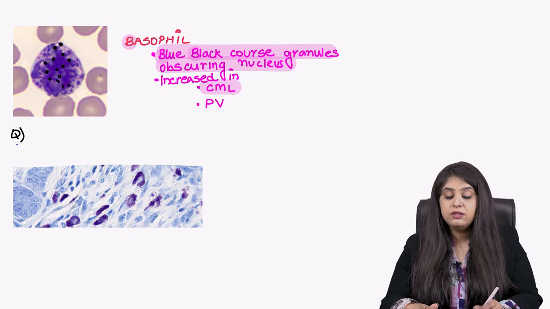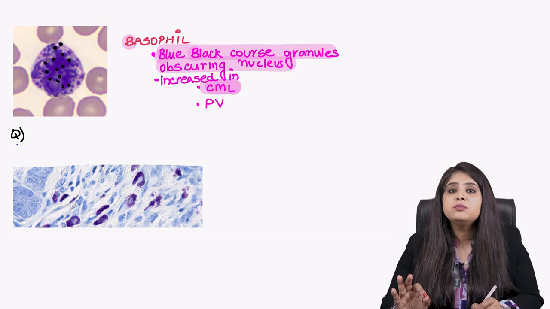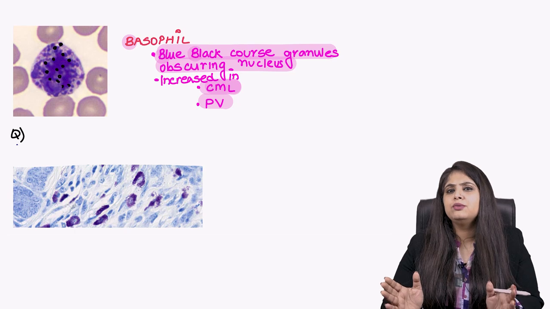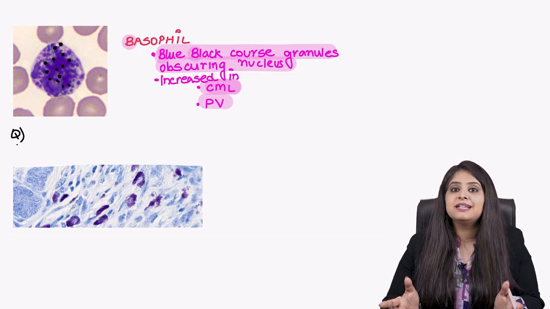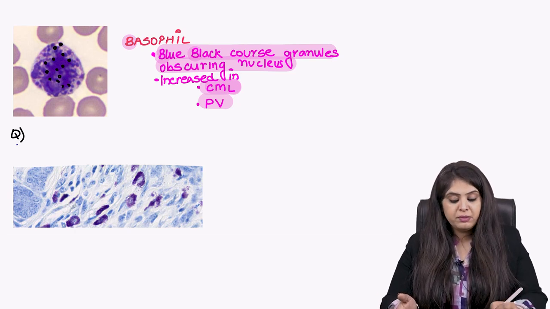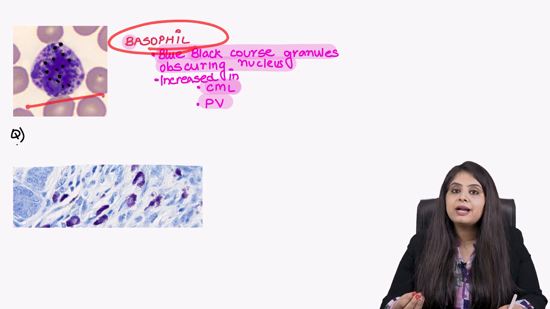It is increased in a leukemia, that is chronic myeloid leukemia, where it is diagnostic. I mean, it has to be increased in CML. It is also increased in polycythemia vera. I mean, you know, polycythemia vera is RBC increasing, hemoglobin increasing. Polycythemia means hemoglobin more, but that's the catch which I will teach you, that basophils can also be more. Now, as I told you, basophil count is the least, less than 1%. So seeing them in the blood can be quite challenging.